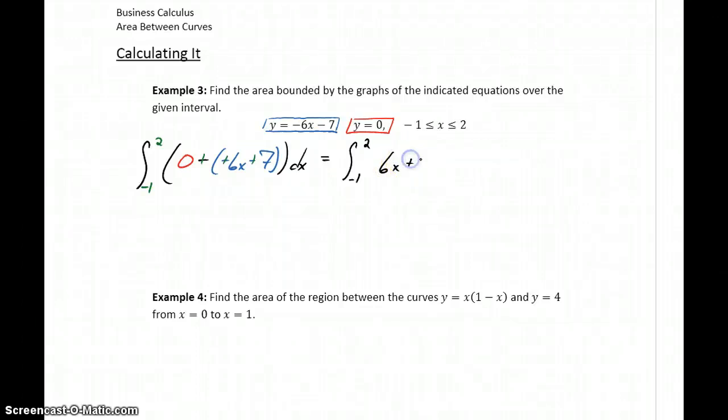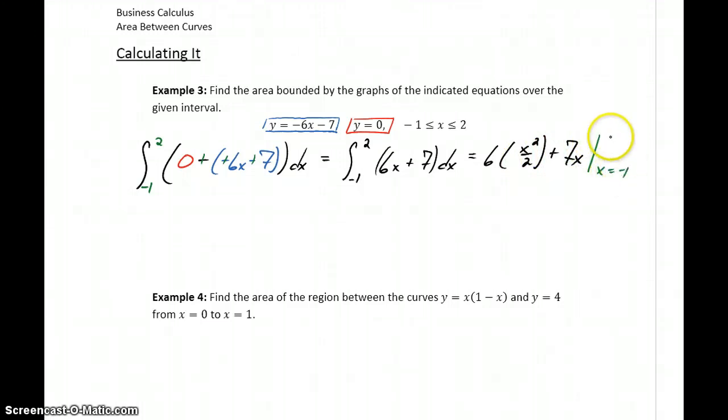So we're integrating the function 6x plus 7 dx, which will become 6 times x squared over 2 plus 7x, which we'll want to evaluate from x equals negative 1 to x equals 2. Substituting and evaluating this function at x equals 2 would give us 26, and then we would subtract evaluating that function at negative 1, which would give us a result of negative 4. So that would become 26 plus 4, or 30, as our total area between those two curves.